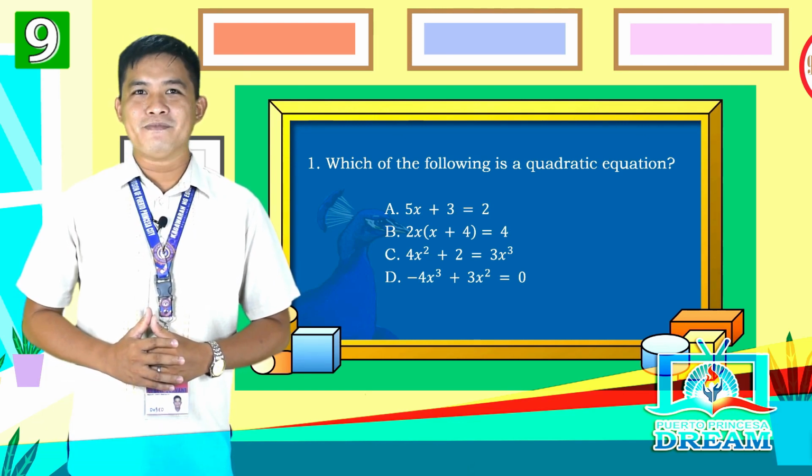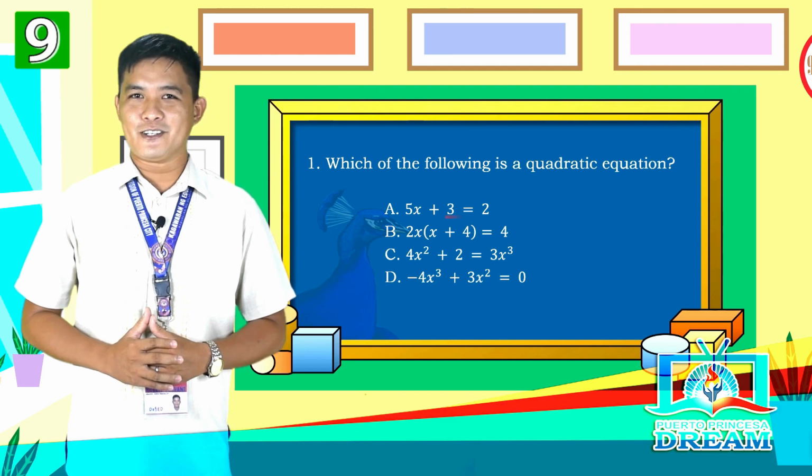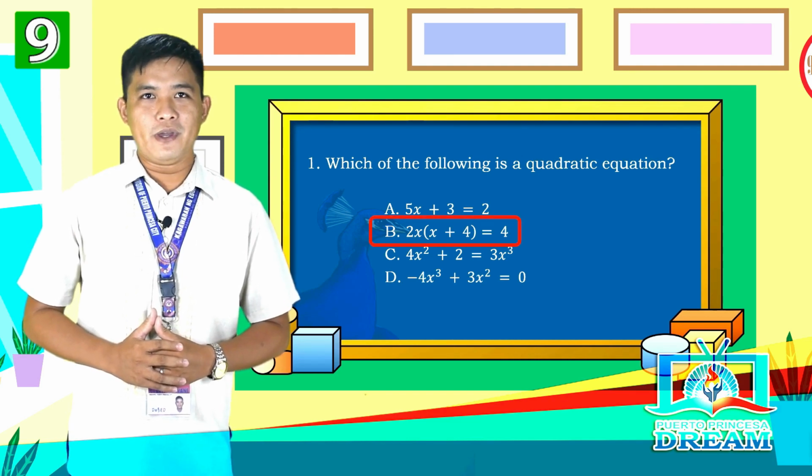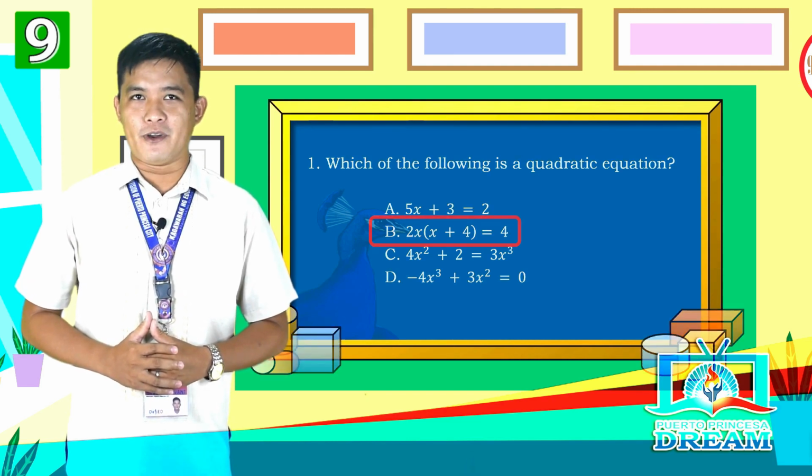The time is up. The correct answer is letter B. 2x times the quantity x plus 4 equals 4.